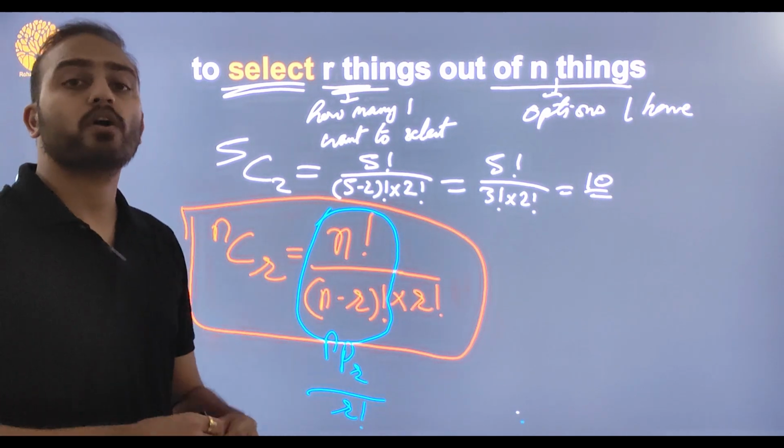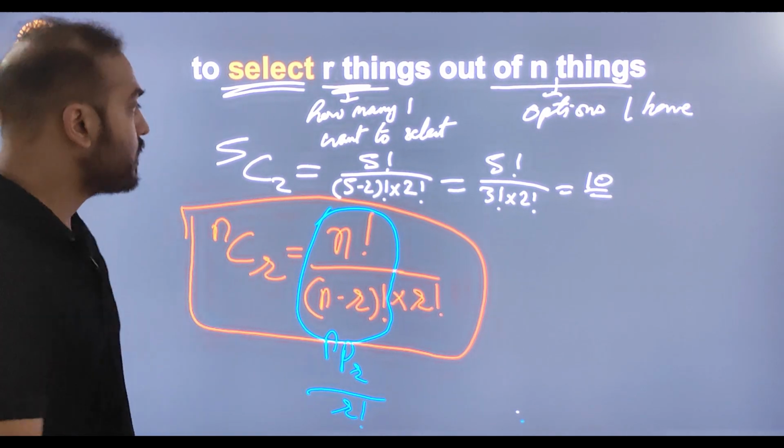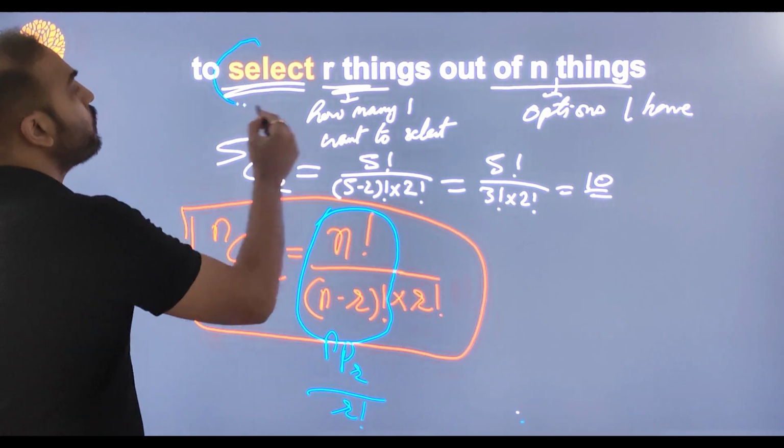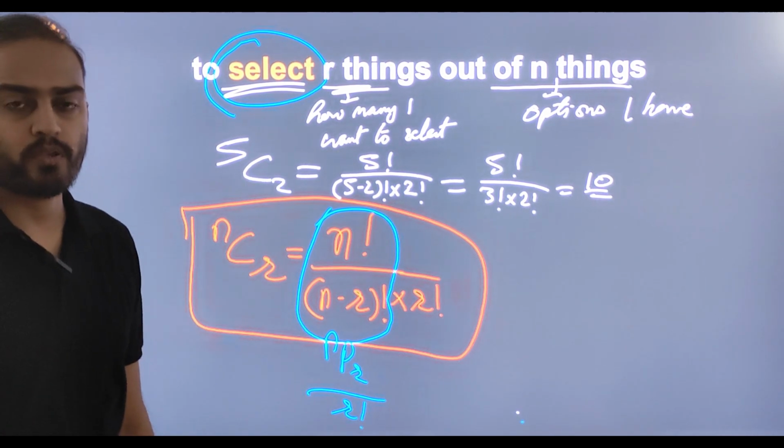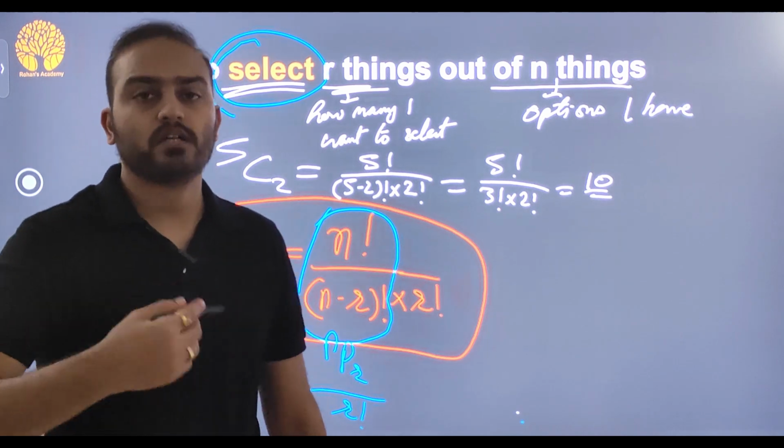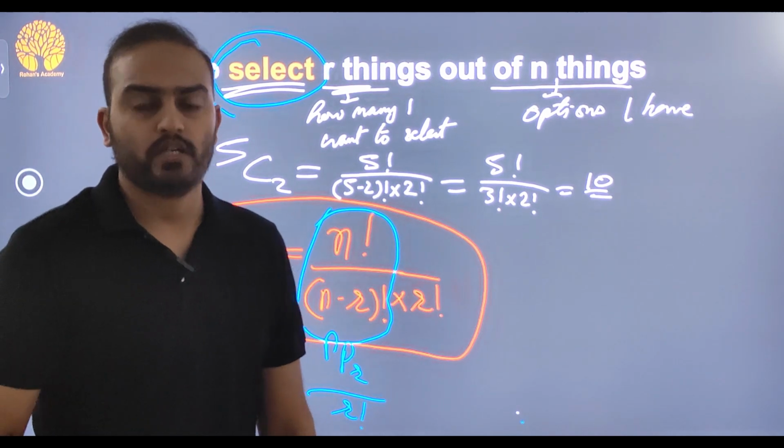And why is it different? Because the use case is different. All right, combinations tell us how many selections are possible.